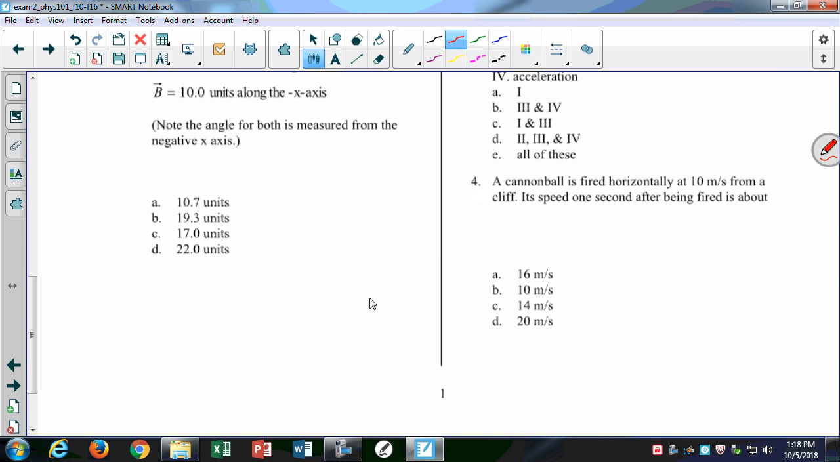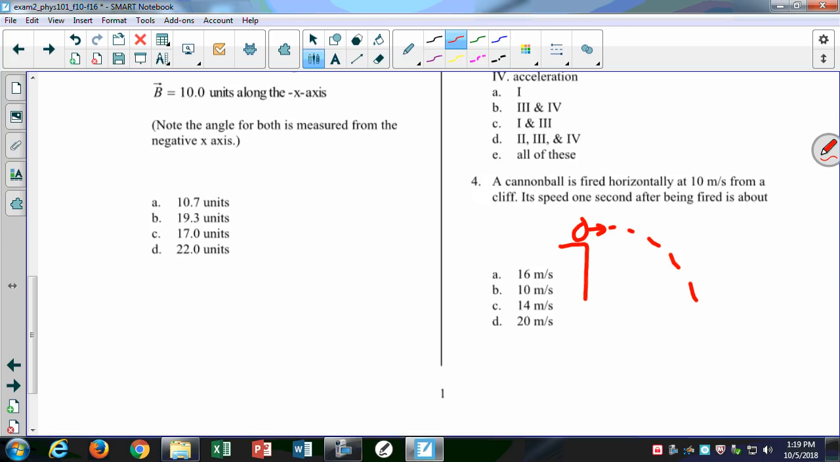Oh, good. Let's talk about some projectile motion. Yeah, this is a good one. We haven't really done this one in class, but we've done one similar like it. A cannonball is fired horizontally at 10 meters per second from a cliff. Let me just draw a picture. That means I'm talking about this thing. And I want to know its speed 1 second after being fired.